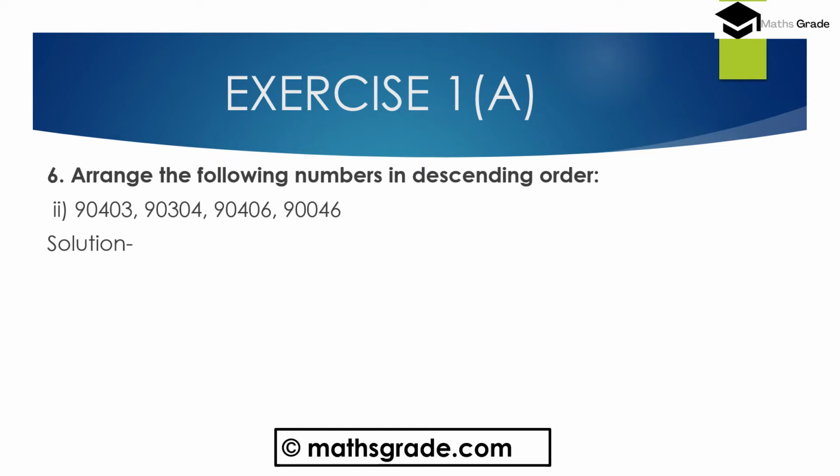In 90,403, 10,000 place value digit is 9. In 90,304, 10,000 place value digit is 9. In 90,406, 10,000 place value digit is 9. In 90,046, 10,000 place value digit is 9. All are equal. So next move to the 1000 place value digit.